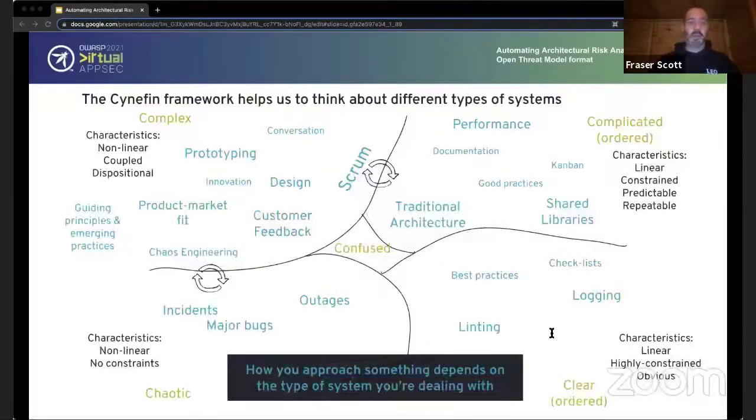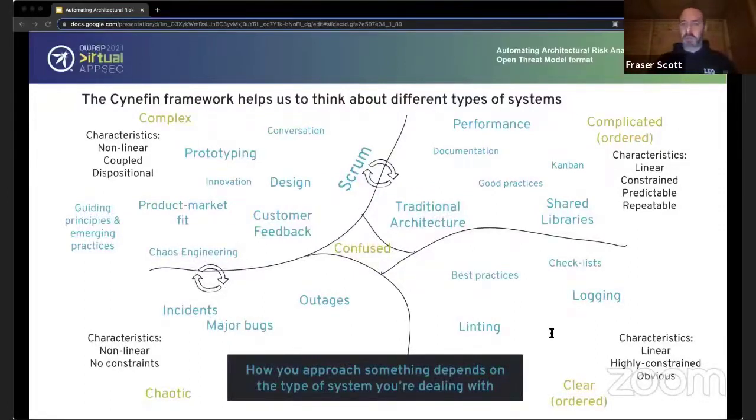Complicated. Here, things are still linear, things are still predictable, but it's not straightforward. You may need an expert, you may need to do statistical analysis or something to understand, say, a 70% chance that A is better than B, etc. On the left-hand side, we have the complex domain and the chaotic domain. Complex is where things are no longer linear, things are coupled, they're dispositional, they tend towards A and B, but you can't know that in advance.